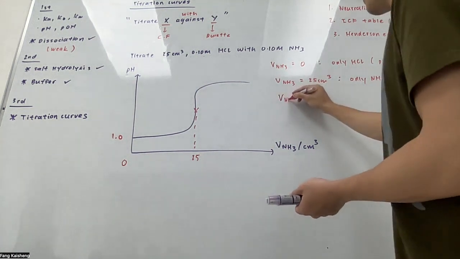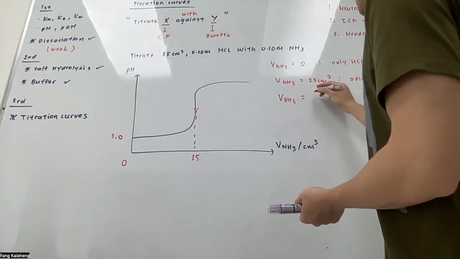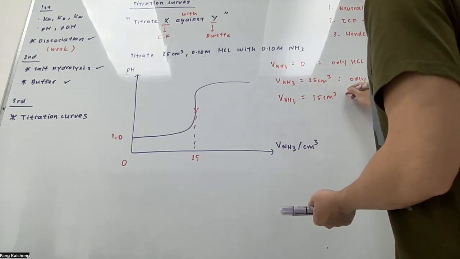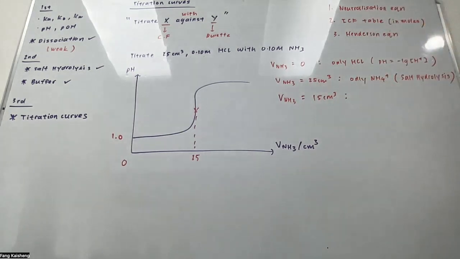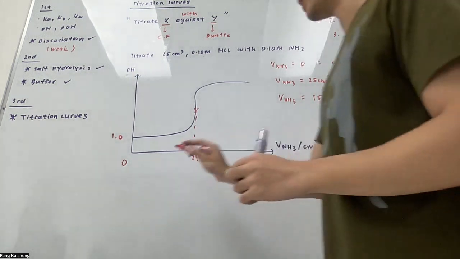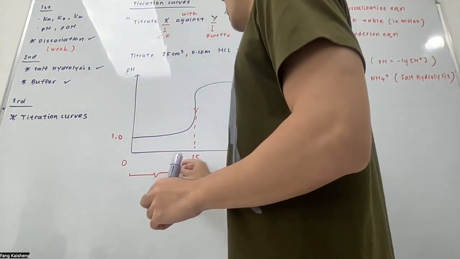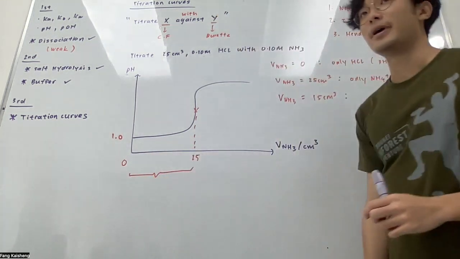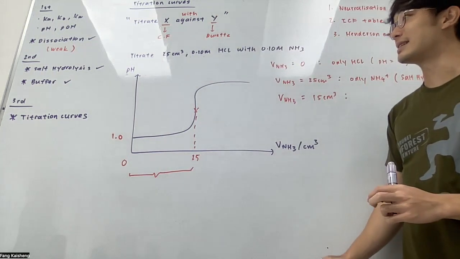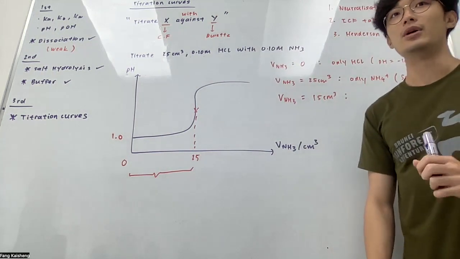Volume of NH3, 15 cm cube. Just tell me what the species are first. I don't care about what question type first. You must identify the species. The question type will come afterwards. Ask yourself first. This is where things are a bit tricky. Is a strong species limiting? No. You all notice, right?